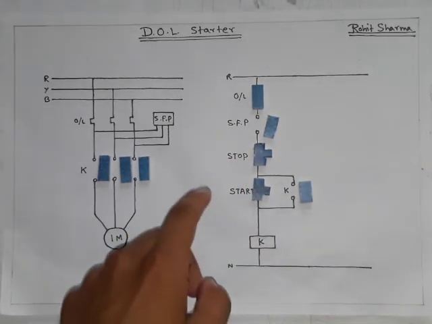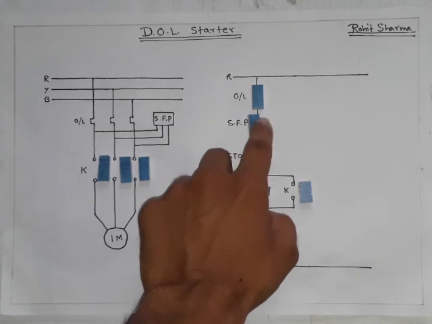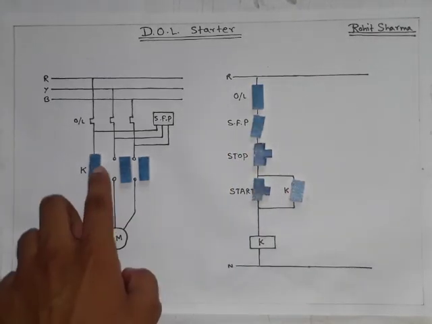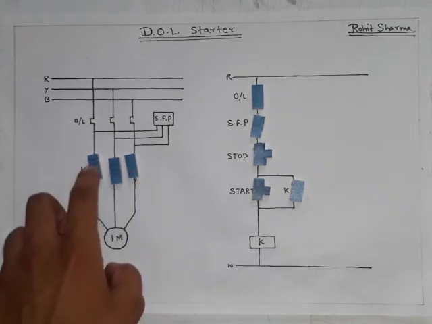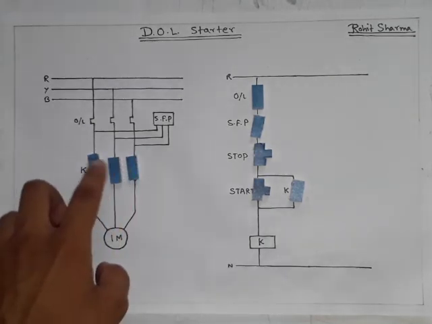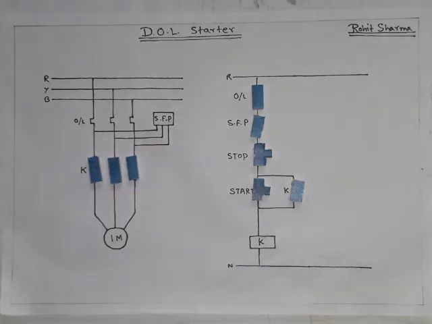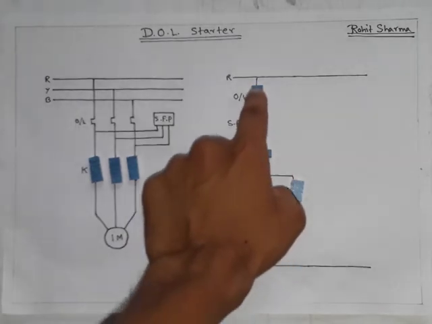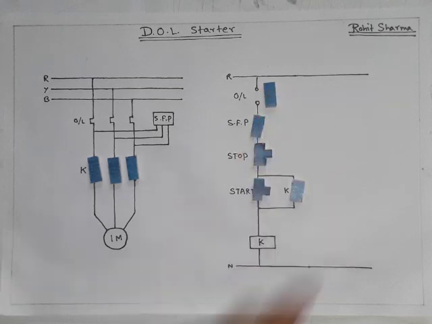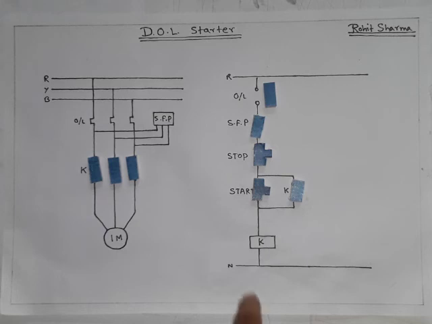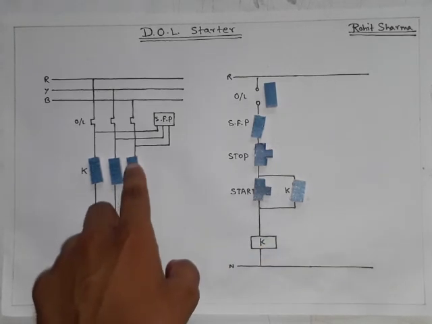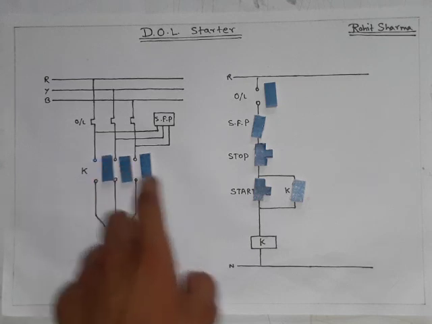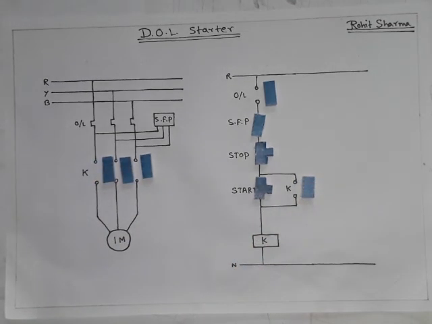So let's see the case of overloading. In case of overloading, what will happen? The contact of the overload relay will change its state, from NC to NO like this. Again what has happened? It has broken the whole circuit. And again this contactor will be de-energized and its contact state will change from NC to NO like this, and the motor will come to rest. In this way the motor gets protected from overloading.